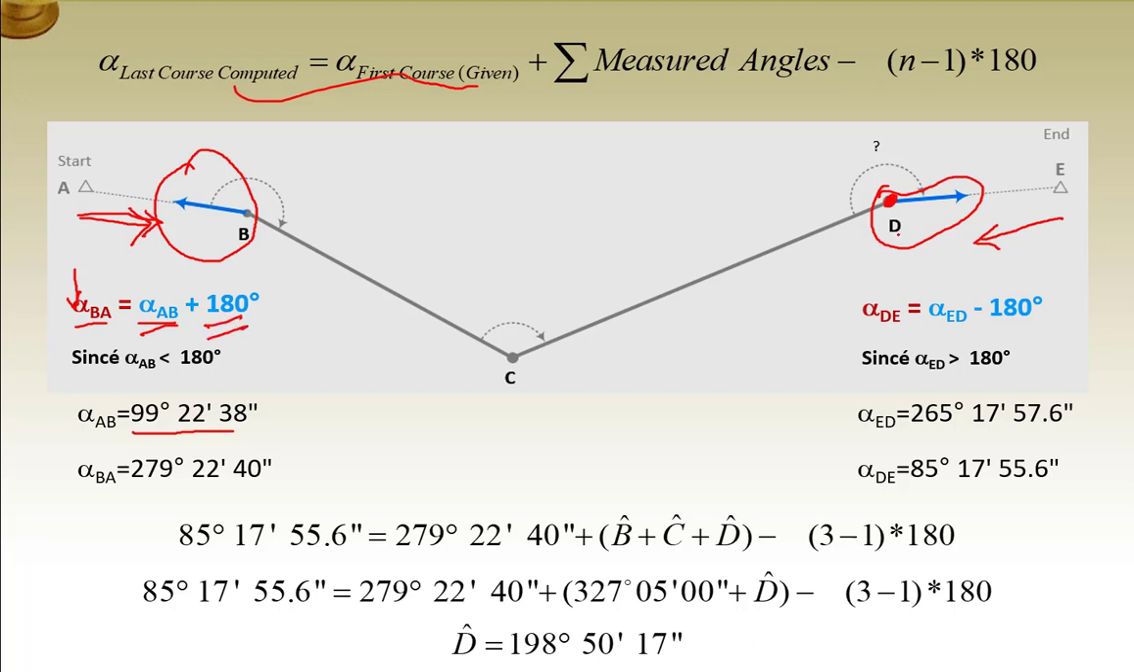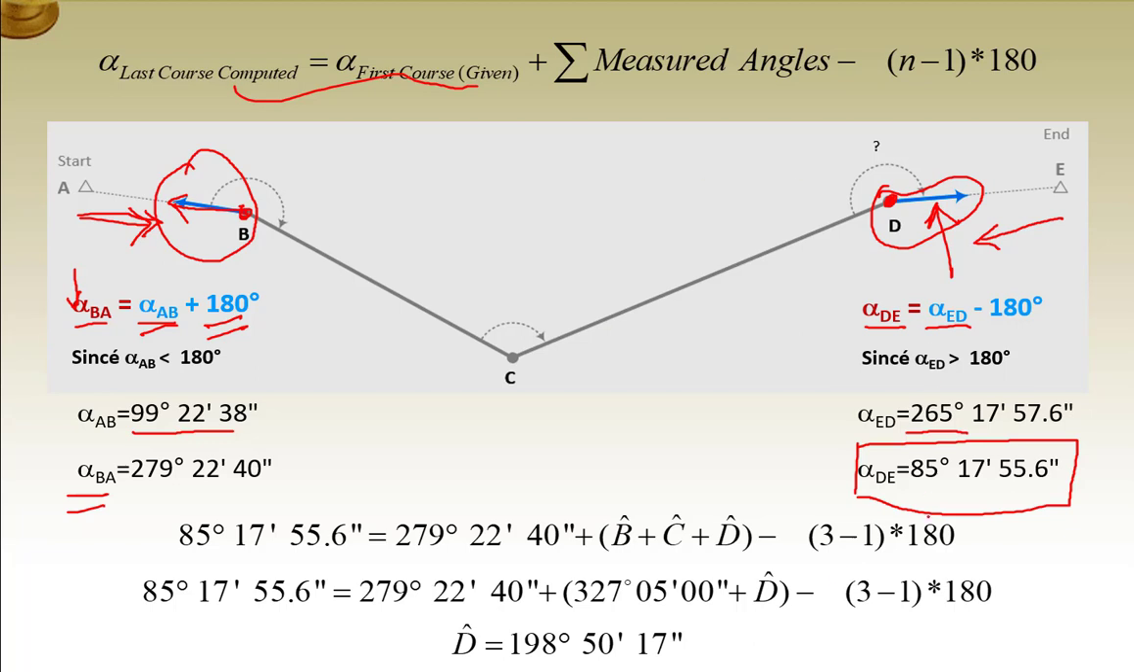On the other side, we have alpha ED, and to calculate alpha DE, which is the back azimuth, we will in this case subtract 180, because alpha ED is given as 265°17'57.6", which is more than 180, so we subtract 180. At the end, we now have alpha DE from inside to the outside, and we have alpha BA from the inside to the outside, all right? And we are ready to apply the formula. What is in the formula?